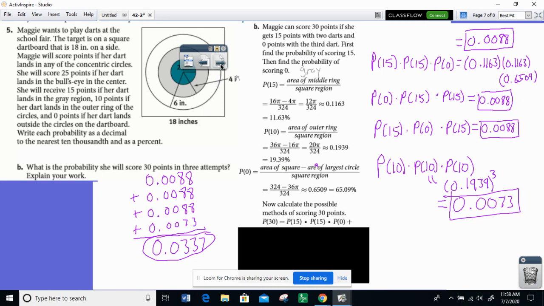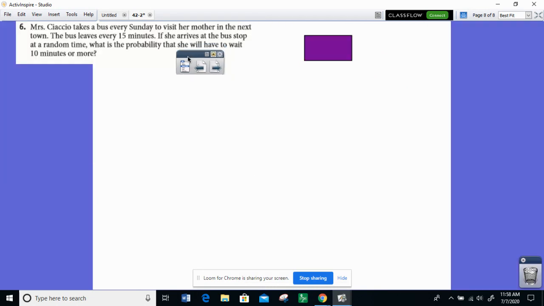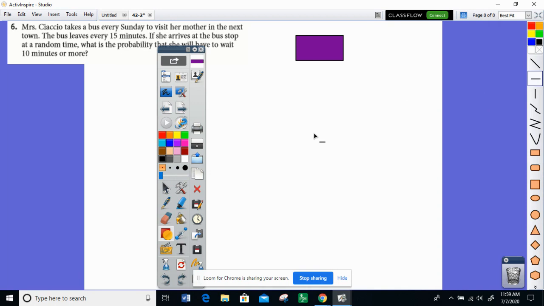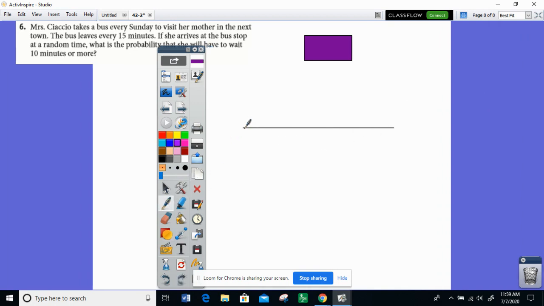All right, now we're going to look at one last problem, much easier than the last one, fortunately. Mrs. Ciascio takes a bus every Sunday to visit her mother in the next town. The bus leaves every 15 minutes. If she arrives at the bus stop at a random time, what is the probability that she'll have to wait 10 minutes or more? Well, let's draw out a number line to help us with this problem. So this is the total length of time that she could wait.